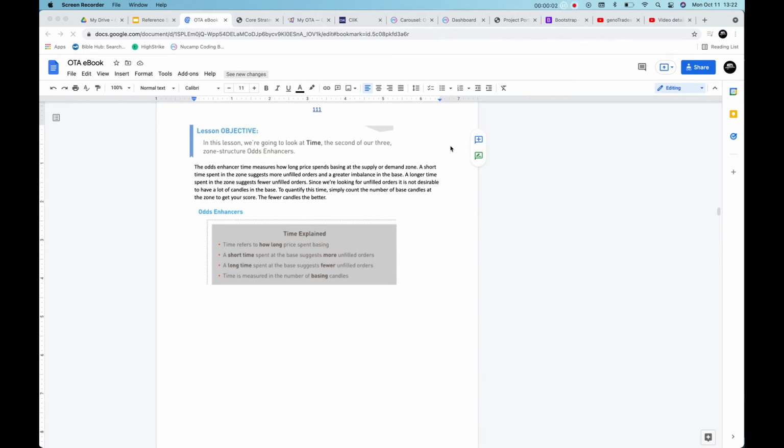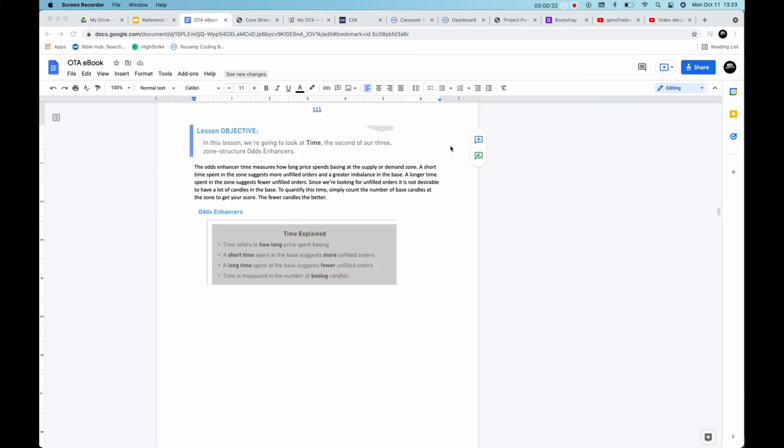In this lesson, we're going to look at time, the second of our three-zone structure odds enhancers. The odds enhancer time measures how long price spends basing at the supply or demand zone. A short time spent in the zone suggests more unfilled orders and a greater imbalance in the base. A longer time spent in the zone suggests fewer unfilled orders.